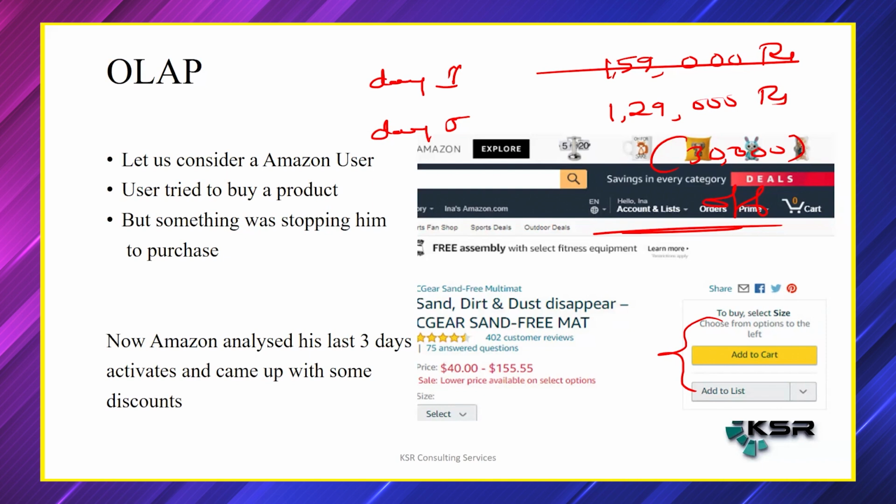Now let's think about the Amazon side. What Amazon is thinking is, what is this guy? He's coming to the cart, he's trying to buy, but he's not buying. Again, he's coming, adding to the cart, not buying. Again, he's adding to the cart, but why is he not buying? What is stopping him? Is he thinking it's overpriced?